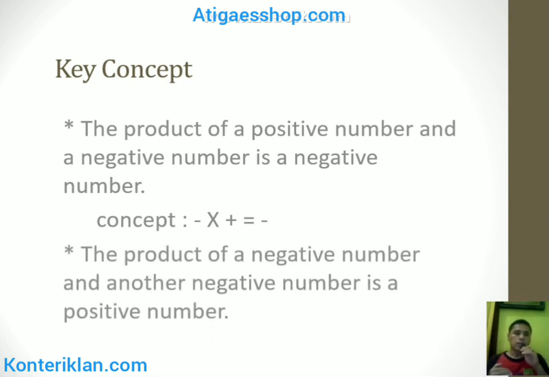The second concept is the product of a negative number and another negative number is a positive number. Means if you find the number is negative, multiply another negative number should be positive of the result. This one is the concept. If negative meet negative, multiply should be positive. Now here we go for the example.